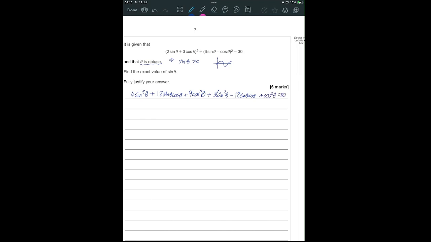That was going to be a bit of a problem if not. The 12 sine theta and the 12 sine theta cos theta and the minus 12 sine theta cos theta disappear. Simplifying the rest, that's 40 sine squared plus 10 cos squared equals 30. Just to make it look a little bit nice, I'm going to divide through by 10.